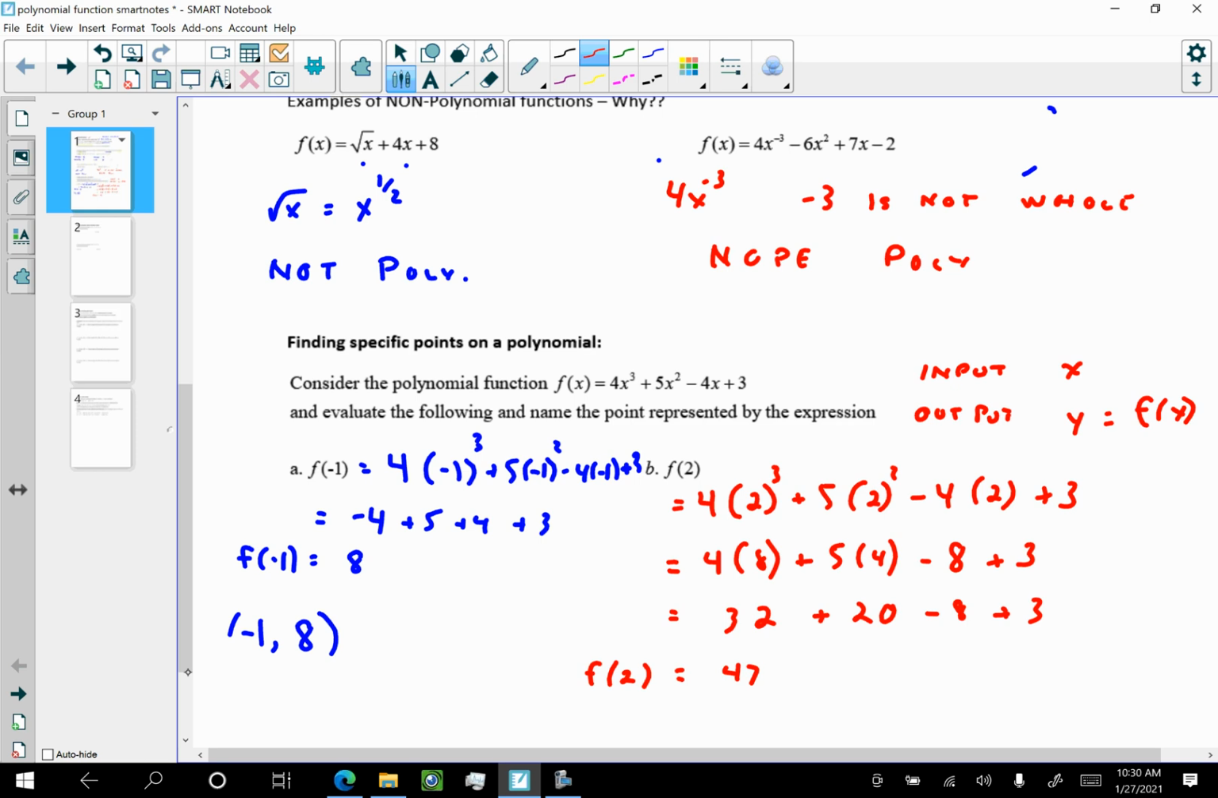And what point is associated with that? 2, 47. Okay, fairly straightforward. Let's go to another example.